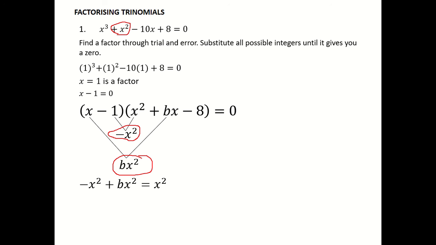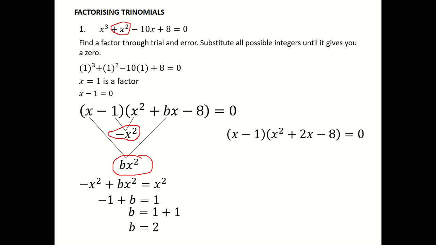Now from here, divide everything by x squared. You'll be left with -1 plus b is equals to 1. Solve for b, and b will be equals to 1 plus 1, and that will be b is equals to 2. Take this and substitute it into the factors that we found. Now you'll realize that where there's b, I simply substituted 2, which is what I've just calculated, and this is what I wanted.